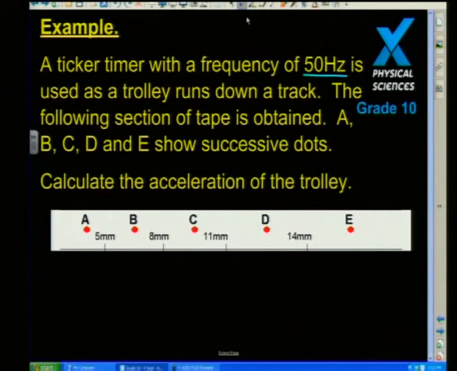A, B, C, D, those are the dots, okay? They show successive dots, that means one after the other. My tape was moving in the left-hand direction, okay? Calculate the acceleration of the trolley. Well, that's the end of this process.